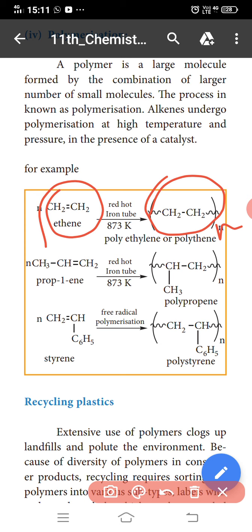The second one: propene, in the red hot iron tube, gives the same kind of polymerization, polypropene. A large number of small molecules joining is called polymerization. Propene gives polypropene, and styrene gives polystyrene.